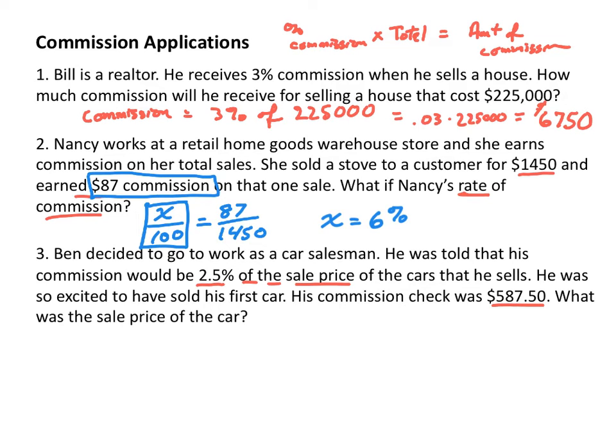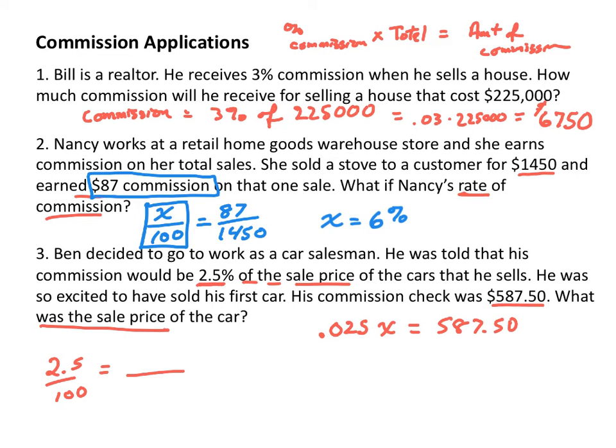Okay, you can also do this by proportion if you want to, but this is 2.5% of the sale price, and we don't know the sale price of the car. So if you're writing an equation, it's going to be 0.025 times X, that's his percent commission times the price of the car, equals the amount he made in commission, $587.50. With a proportion, that would be 2.5 over 100.